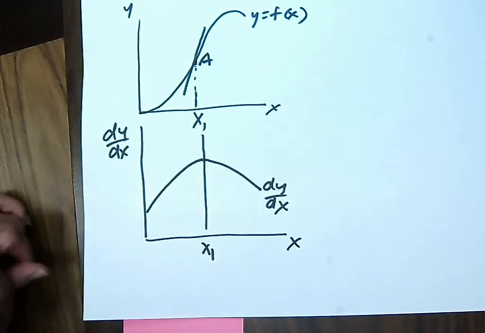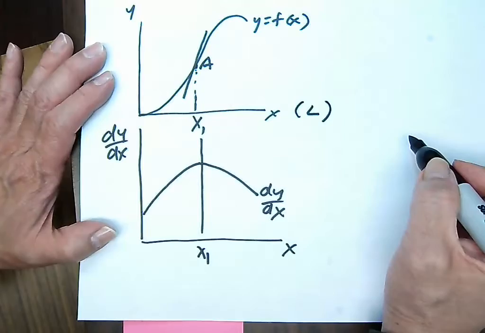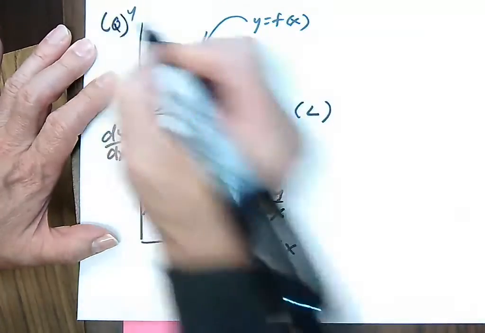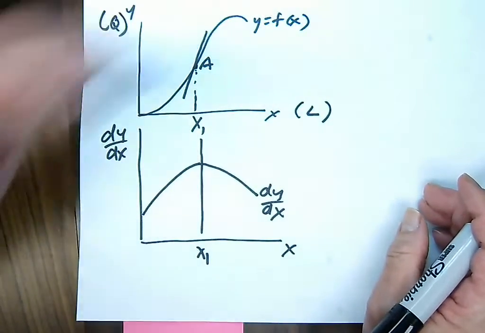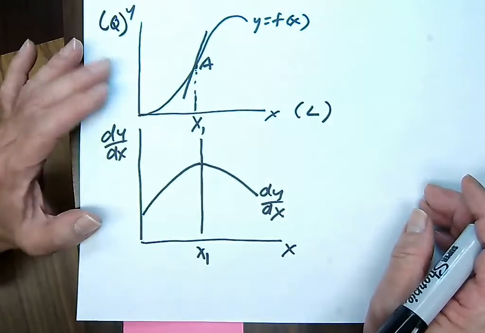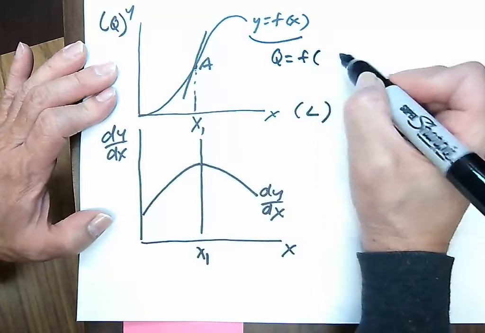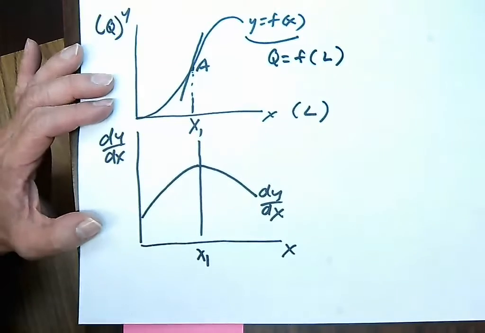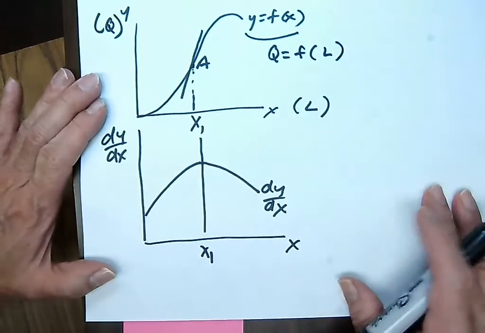What would be an economic example of this? Suppose x were L, the amount of labor used by the firm, and our dependent variable y is Q, which represents quantity of output produced by the firm. So this function, y equals f of x, would represent the firm's short-run production function, expressed as Q is equal to some function of L. And it's a short-run production function because we only have one variable input, labor, and we're assuming the other input, capital, is fixed.